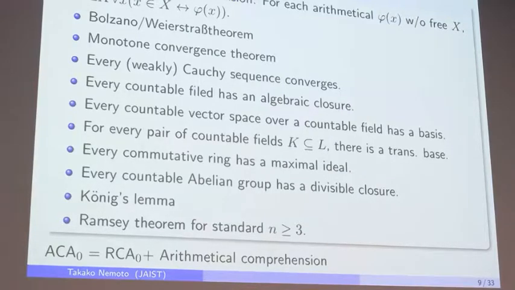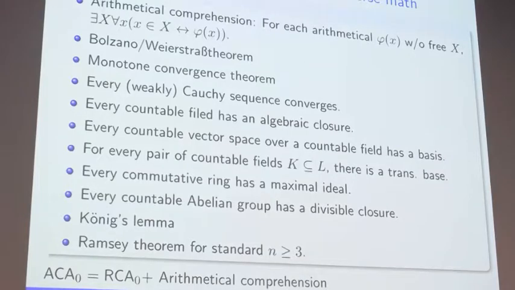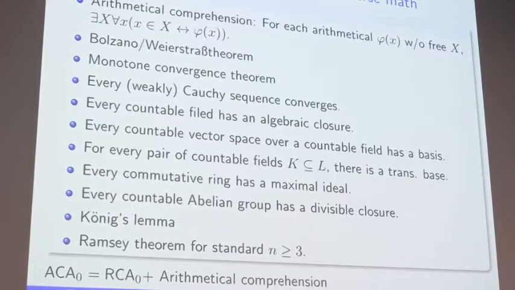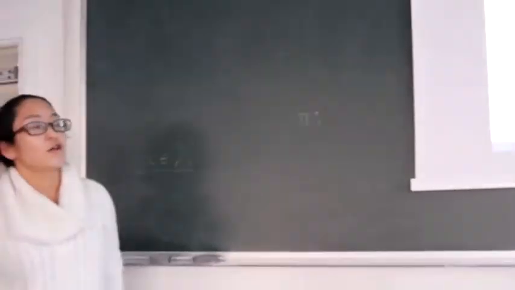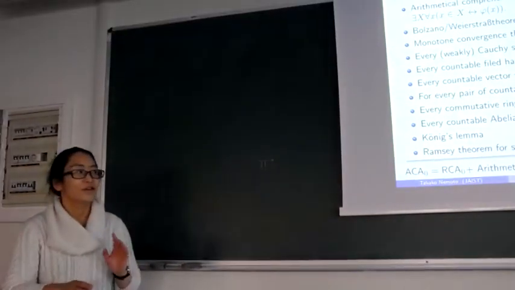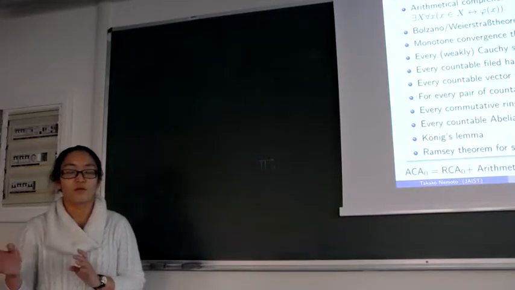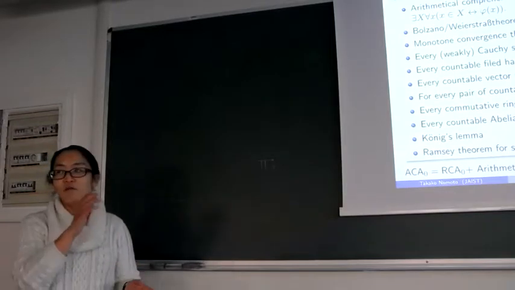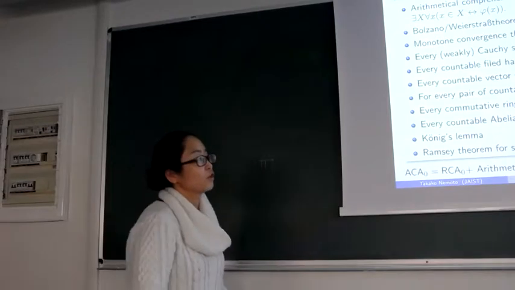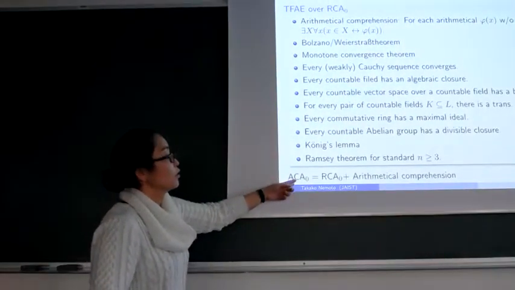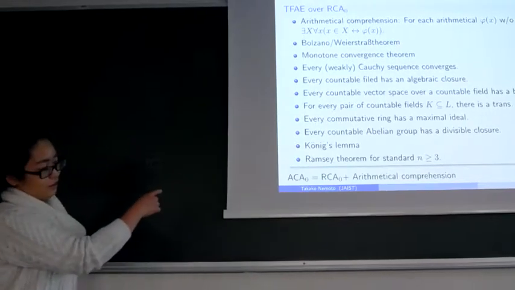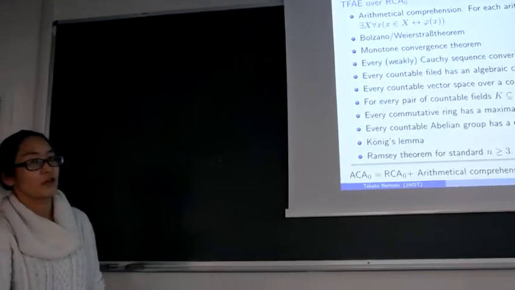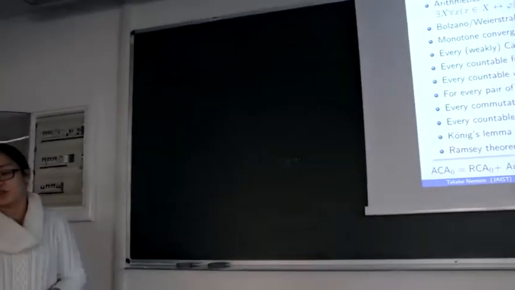And maybe some of you are interested in Konig's lemma. Normal Konig's lemma is equivalent to arithmetical comprehension, which is rather stronger than Konig's lemma for binary trees, and so is Ramsey's theorem for a standard natural number greater than or equal to 3. An interesting thing is that in usual mathematics we never compare theorems from analysis and theorems from algebra, but we can measure them by a common measure, the set comprehension axiom. And ACA0, which consists of RCA0 plus arithmetical comprehension, is one of the big five systems of Friedman and Simpson reverse mathematics.